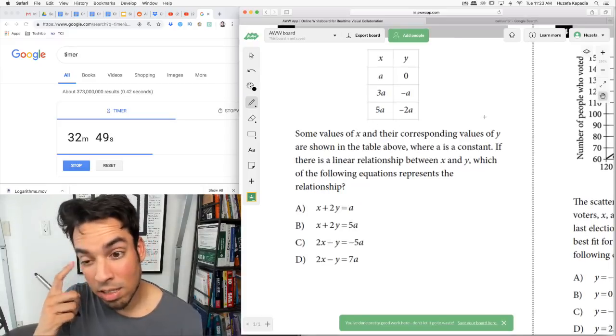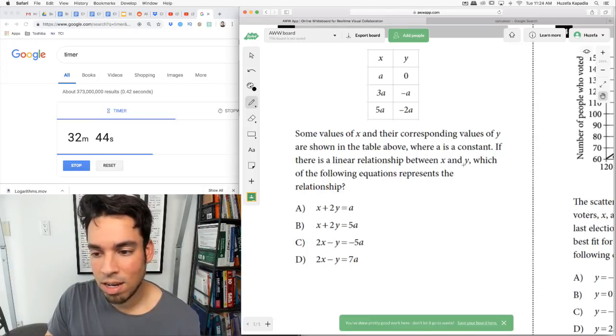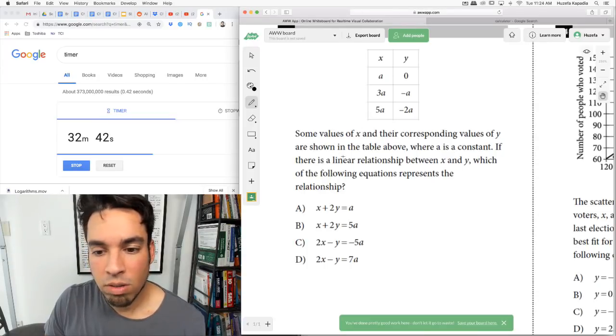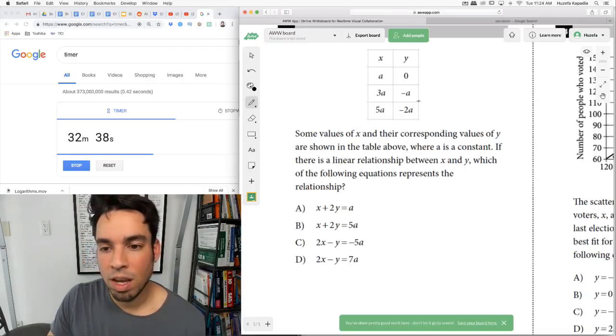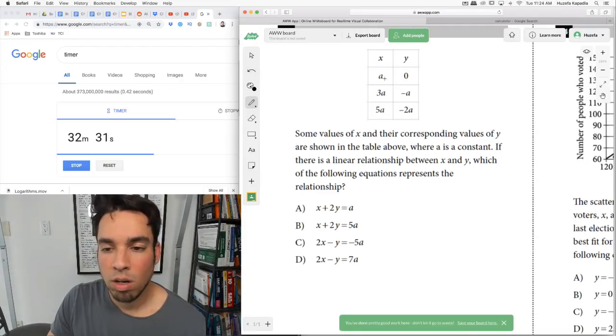All right, next. Some values of x and their corresponding values of y are shown in a table where a is constant. If there is a linear relationship, which of the following equations represents this relationship? Okay, straight away, we need to come up with a linear equation or a slope. First of all, I already see I have a y-intercept. That's nice. Sorry, that's not the y-intercept, that's an x-intercept. I don't have a y-intercept.